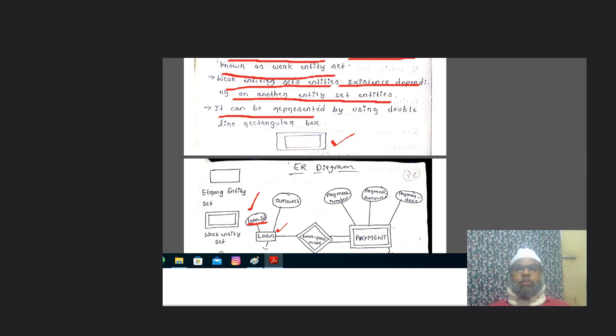Next, coming to the weak entity set. The weak entity set's existence depends on the loan entity set, and this payment entity set does not have a primary key. In the ER diagram, a weak entity set is represented by a double line rectangular box, and the relationship between the strong entity set and the weak entity set is represented by a double line diamond symbol called an identifying relationship. Once again I am repeating.